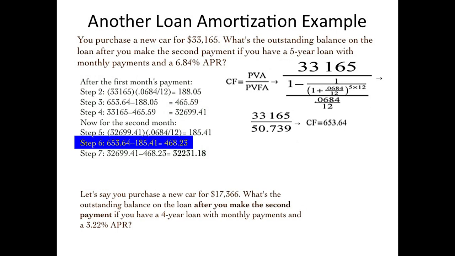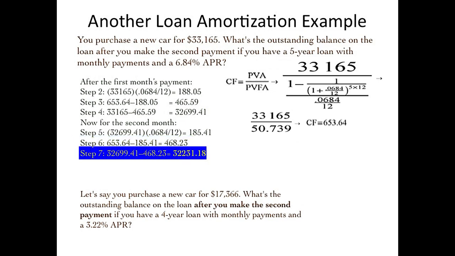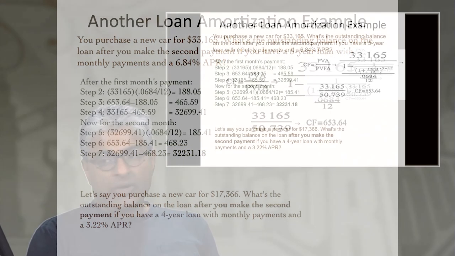And therefore, you're left with the second payment towards principal outstanding, which is $468.23, which then you proceed to subtract out of the principal that's outstanding at the beginning of that period, which is $32,699.41, and then you're left with $32,231.18, which is the answer to the problem, right?